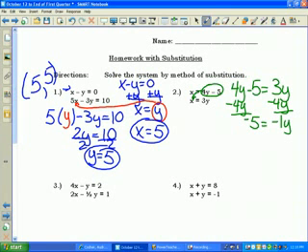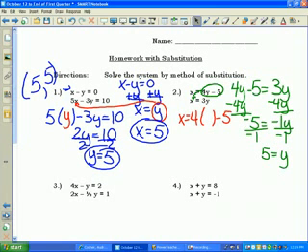And I don't want to know what a negative 1y is. I want to know what y is. So in order for me to do that, I need to divide by negative 1 on both sides, which will give me an answer of 5 equals y. So this is what y equals. I need to figure out what x equals. I can use either one of those equations to figure out what x equals.